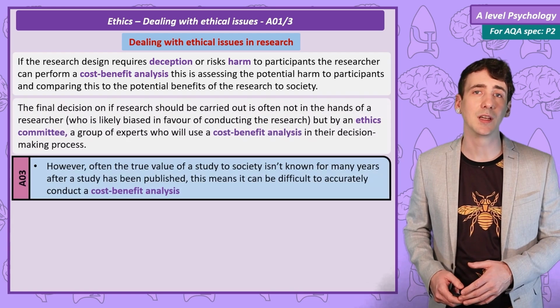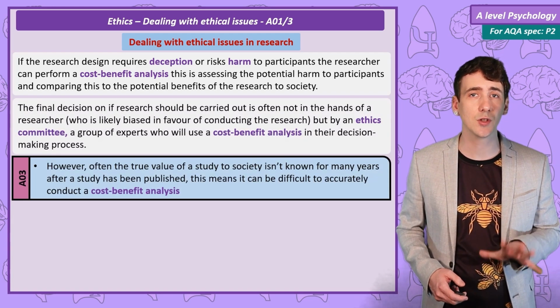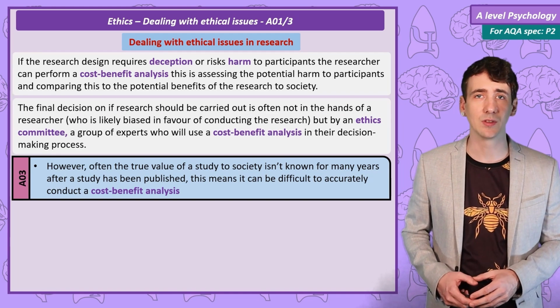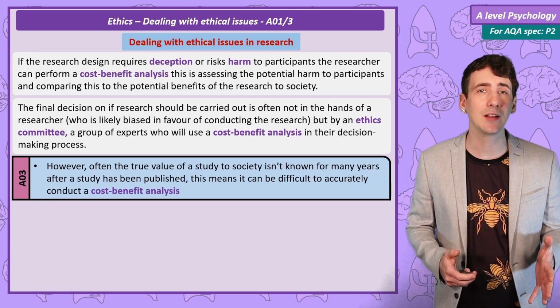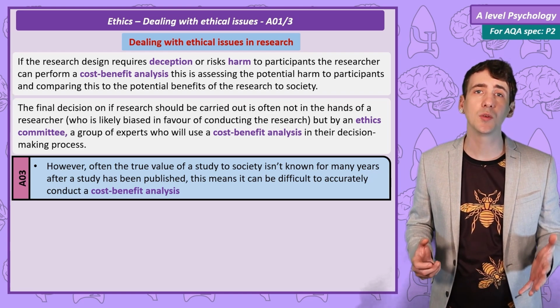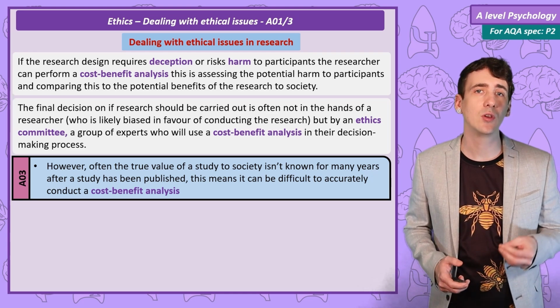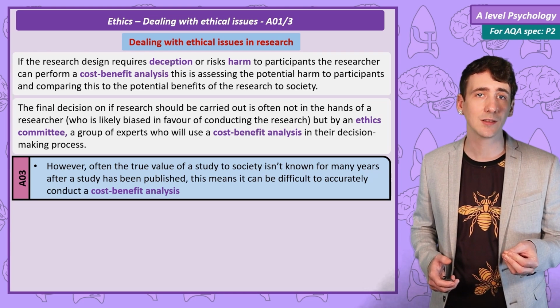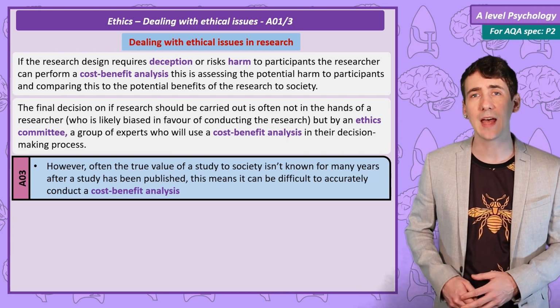An ethics committee is a group of people who consider if research should be carried out based on ethical principles, and they may use a cost-benefit analysis in their decision-making process. If you go to university to do a psychology degree, the decision on if you can collect your data for your final year project will be decided by the university's ethics committee.